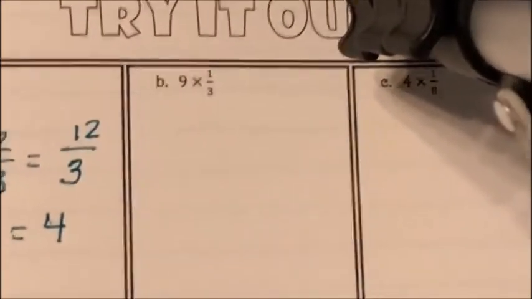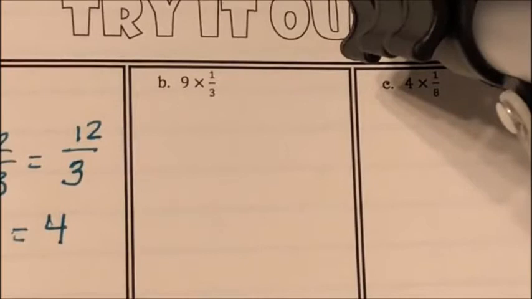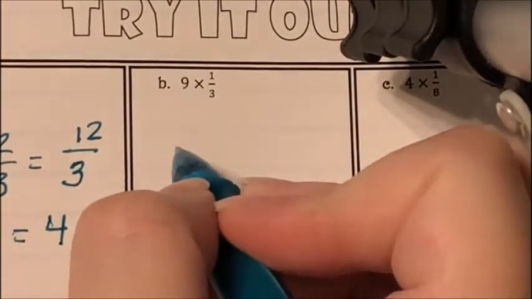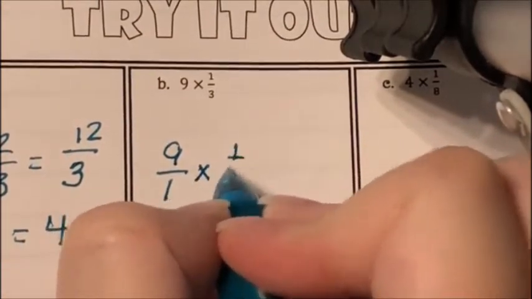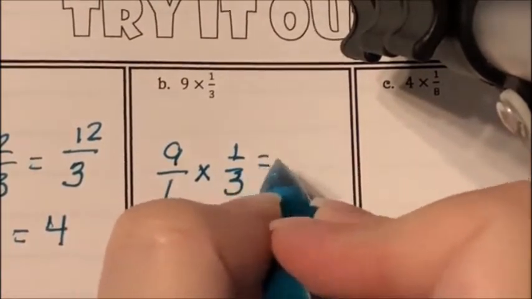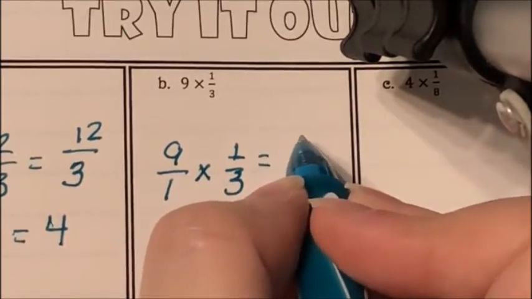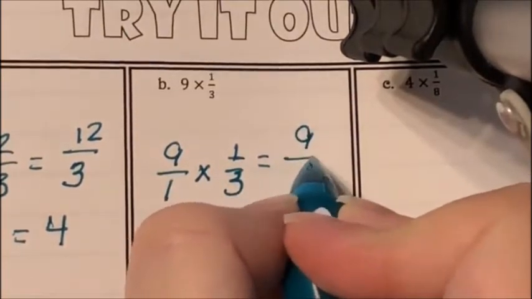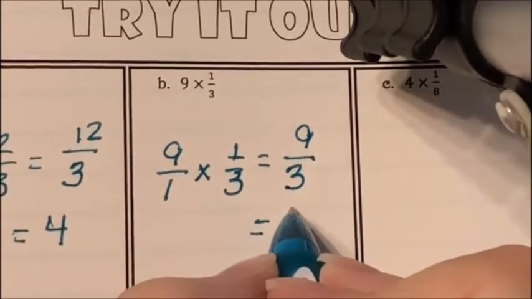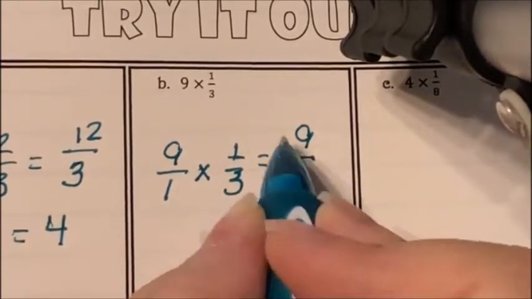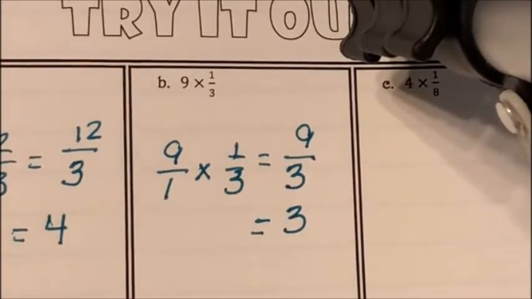Letter B says 9 times 1/3. I'm going to rewrite 9 as a fraction, which is 9 over 1 times 1/3. Multiply my numerators, 9 times 1 gives me 9. 1 times 3 gives me 3, so 9 over 3 simplifies to just 3, because 3 goes into 9 3 times.